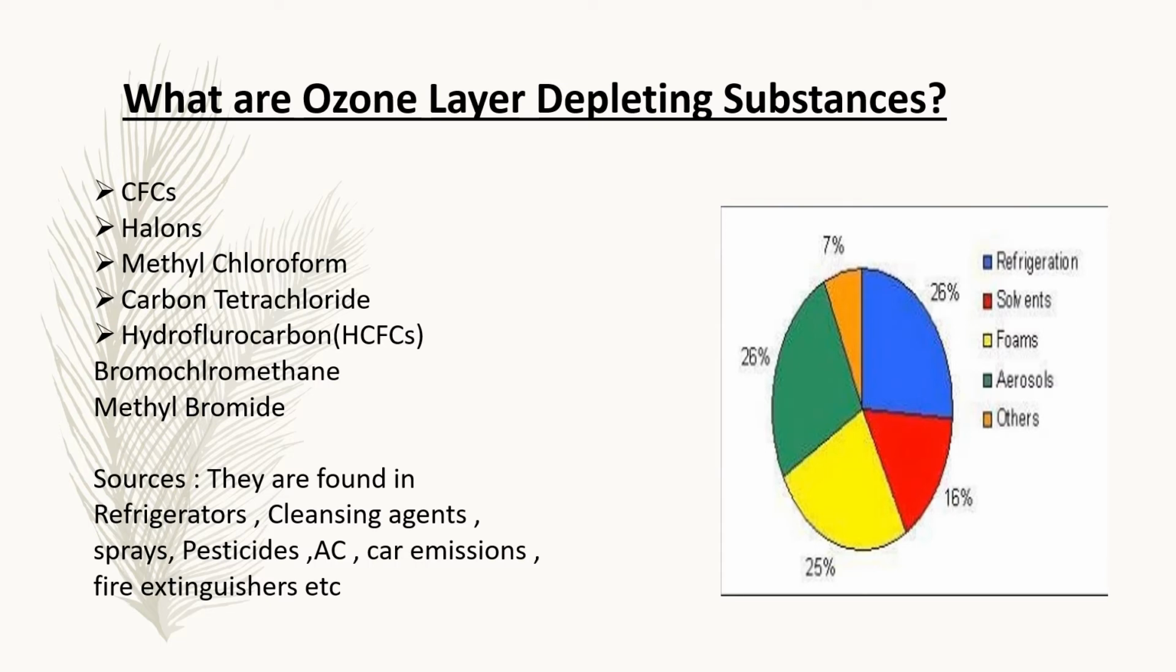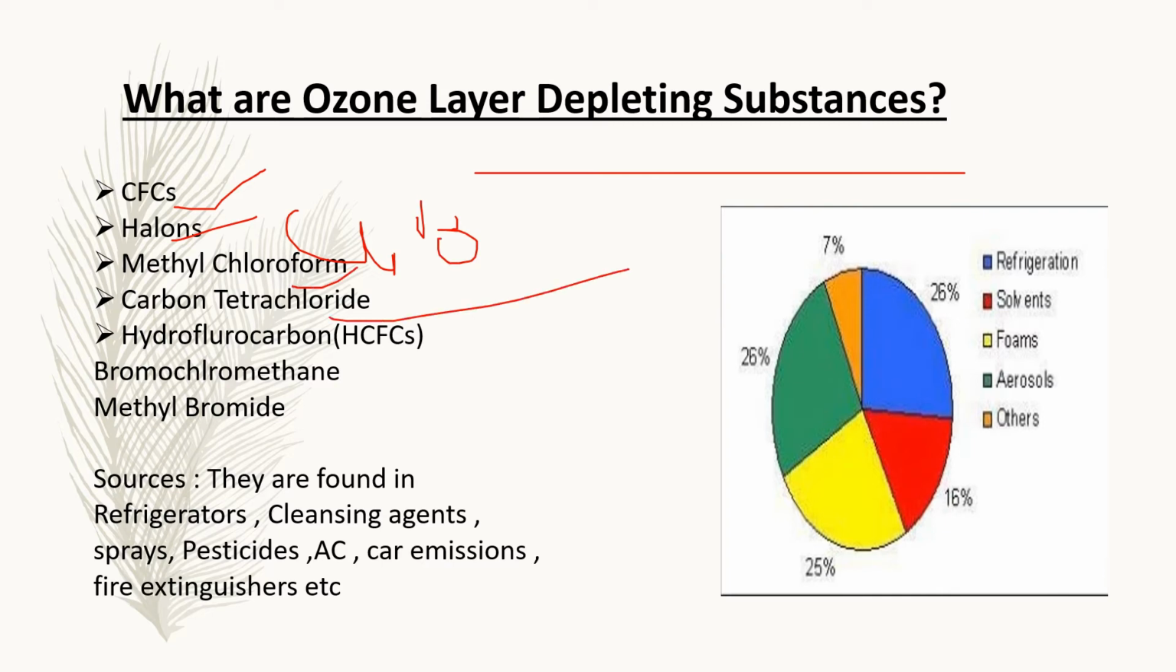Then what is this ODS, ozone depleting substances? These are chlorofluorocarbons, halogens. Halogens means chlorine, bromine. Then the third is methyl chloroform, carbon tetrachloride, hydrofluorocarbons, which includes bromochloromethane, methyl bromide.